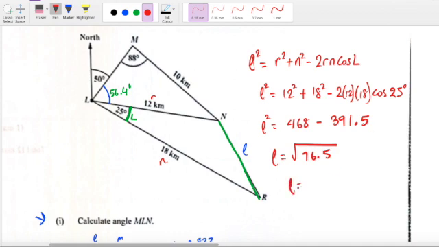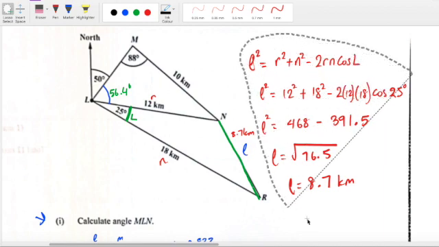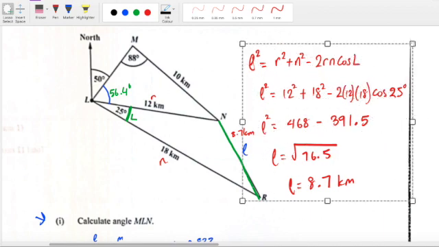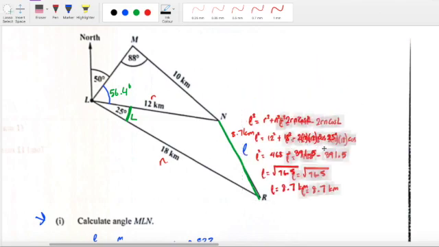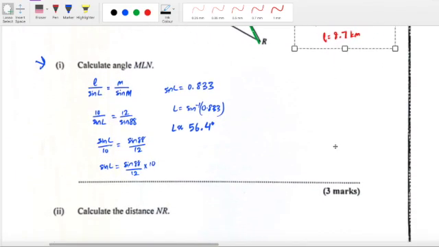L is equal to about 8.7 kilometers. So this will be about 8.7 kilometers. And I know that I got that correct because it is in the range. It's not an out of the way number, like 25 or 200. That 8.7 seems reasonable compared to the rest of the distances we have there.